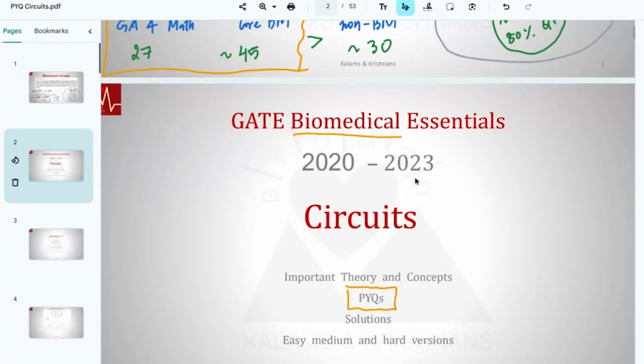So far notice we have 4 or 5 years of PYQs, right? This is 2020, 21, 22, 23. We'll look at these 4 years of question papers. We'll use the 5th year paper, 2024, as a mock test. We'll see where we stand. We'll use it for that.